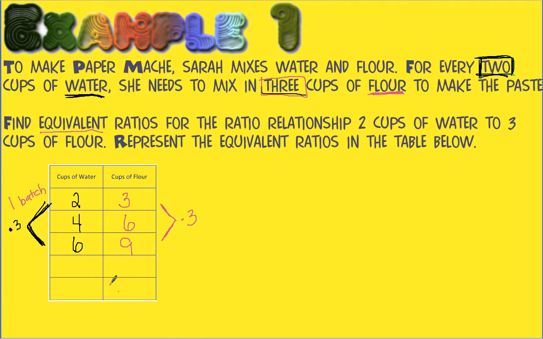I can also say, if this is a triple batch and I want to double my triple batch, I take 6 and multiply it by 2 and I get 12, and I take 9 and multiply it by 2 and I get 18. Now if I look back, going from 2 to 12, I'm multiplying it by 6, and to go from 3 to 18, I'm multiplying it by 6. So I know that everything is still equivalent.